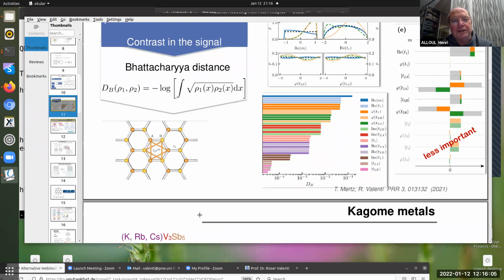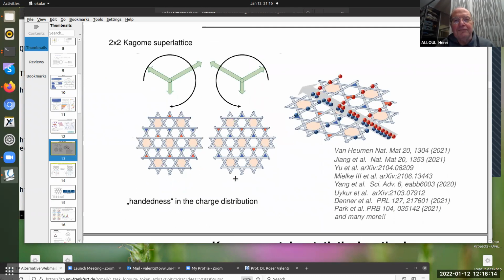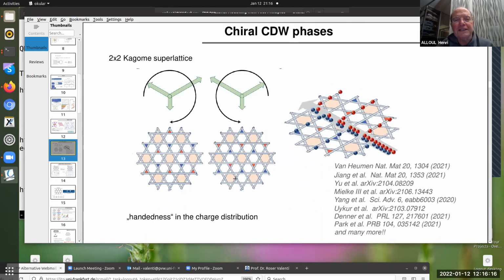I was wondering about the situation in the Kagome case, in the Kagome metallic case. Yes. Obviously, from what I have seen on the published experiments, this system seems to be weakly correlated. There are very, very few indications of the importance of correlations. So would you agree with that on the theory side?